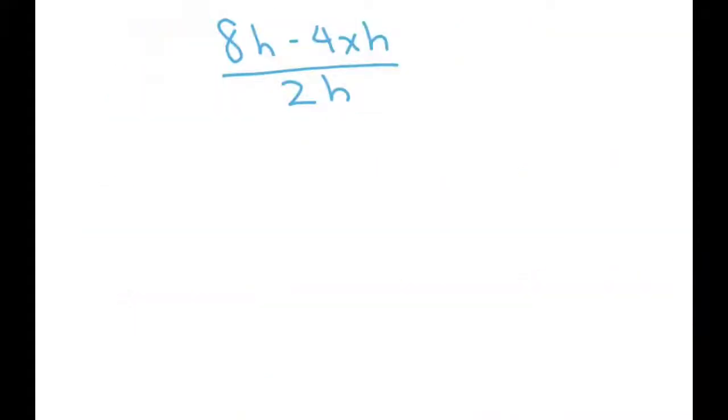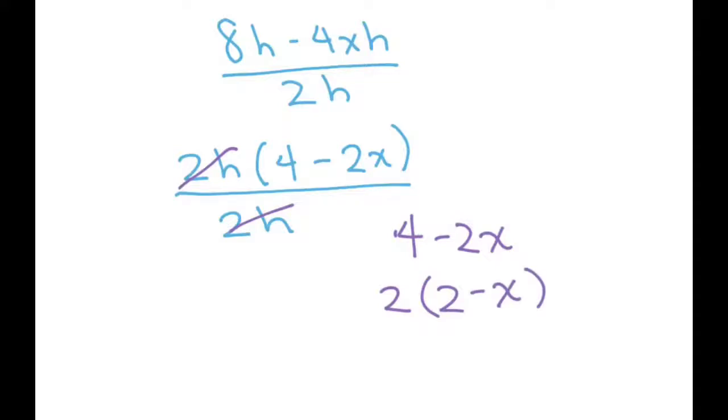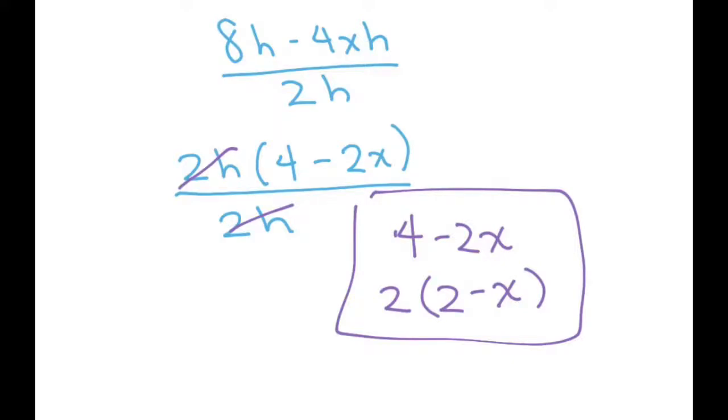Yes. All right. So what I want to do is factor out an h in the numerator. And I actually can factor out a 2h. Let's factor out 2h, because that's what we have here. And you get 4 minus 2x, all divided by 2h. These two cancel, and we're left with 4 minus 2x. If you want, you could factor out another 2 here and get 2 minus x. So either one of these could be the answer. And that's it.